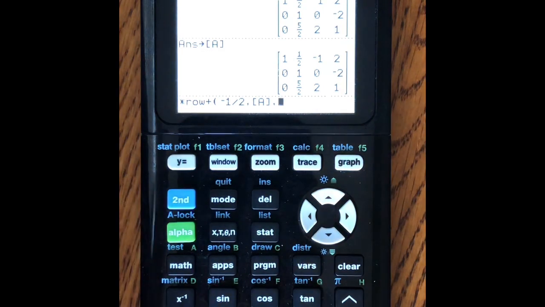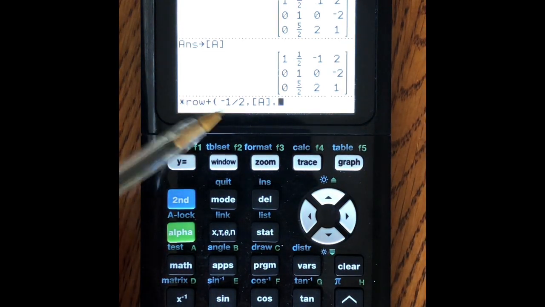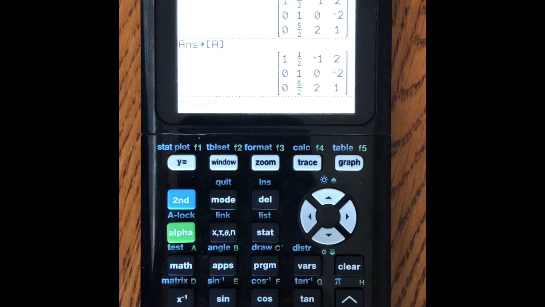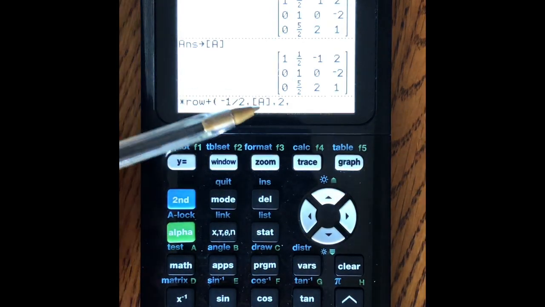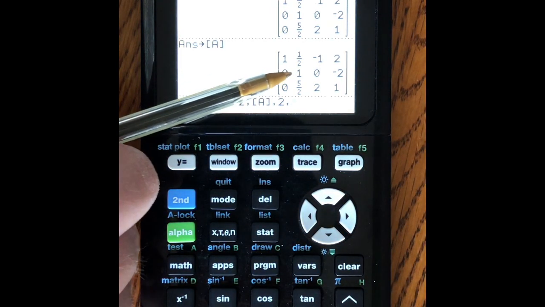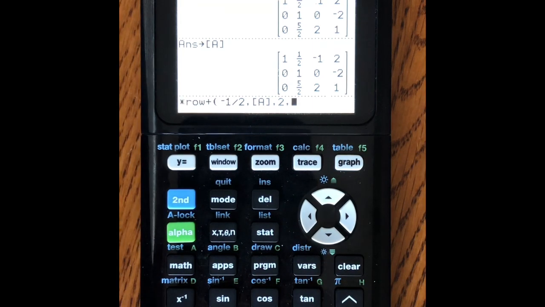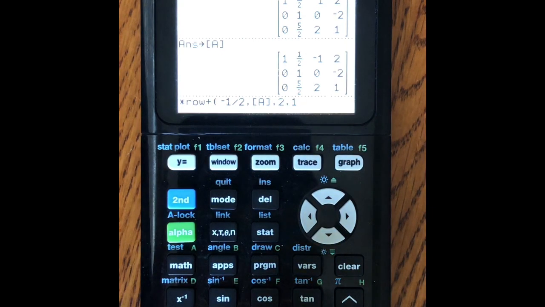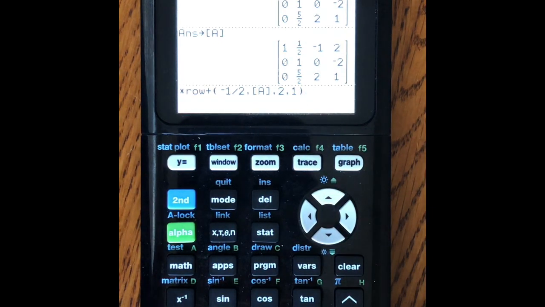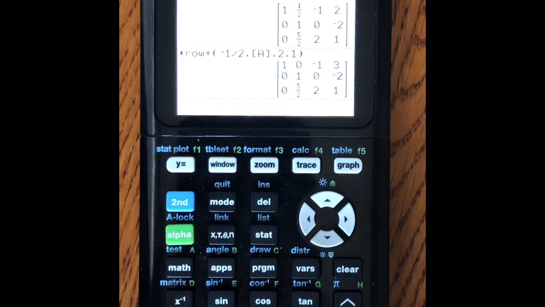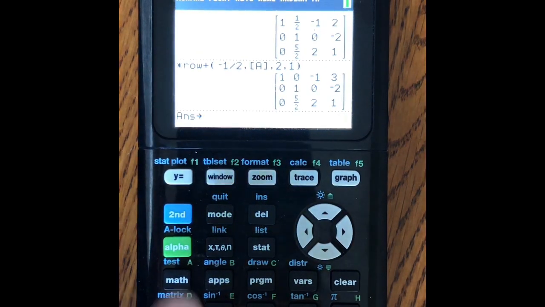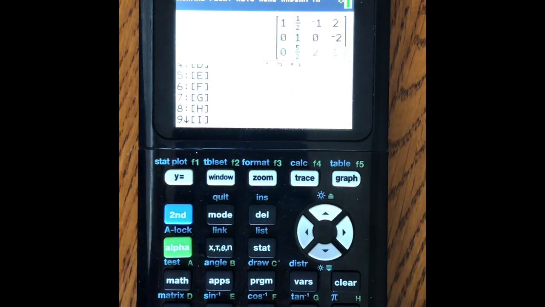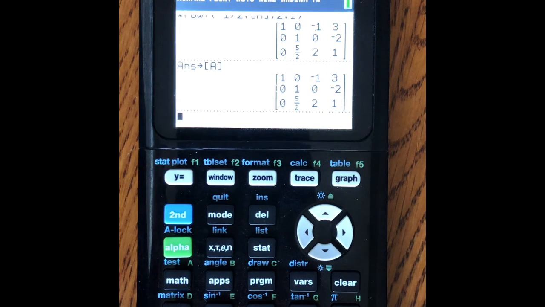We're multiplying this negative 1/2 through row 2, because row 2 now contains our new leading 1 right here. And then the row that's changing, when we put this information into our calculator, always goes last, which in this case is row 1. Hit enter, then make sure you always lock that in by hitting store, and then store it as a new matrix A.